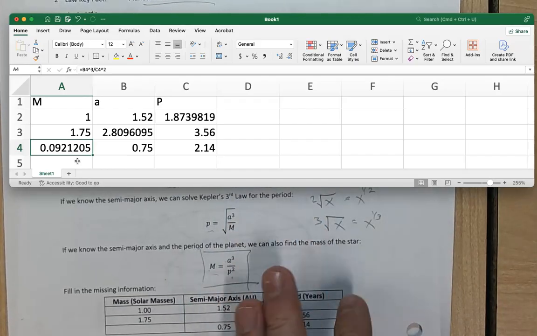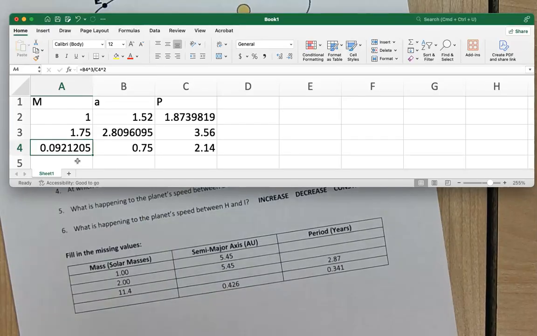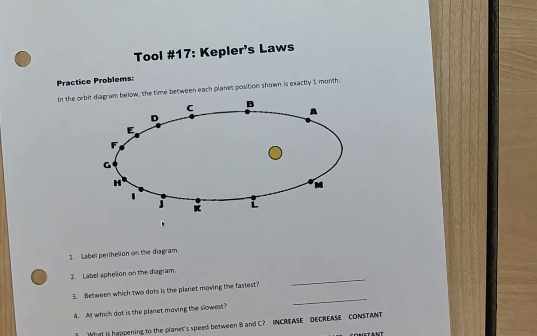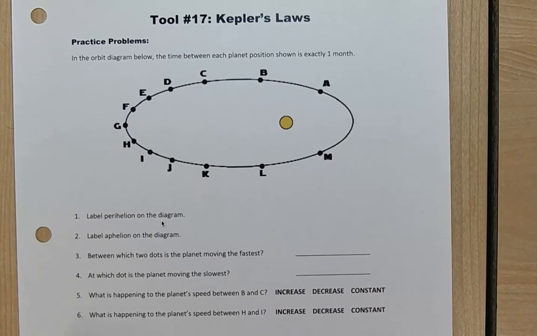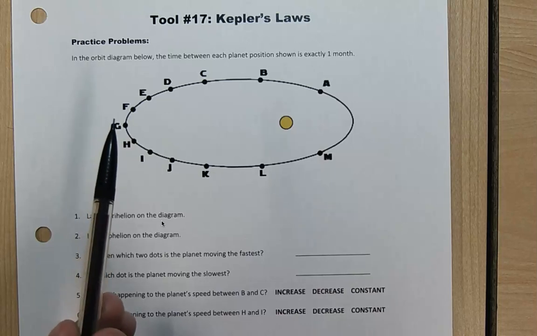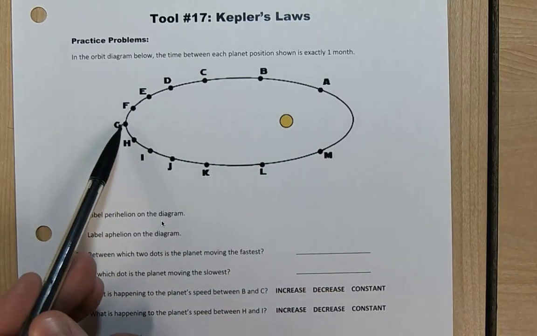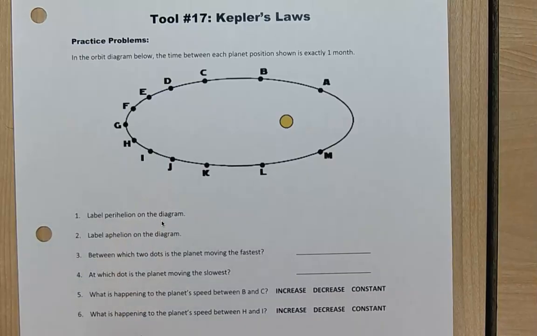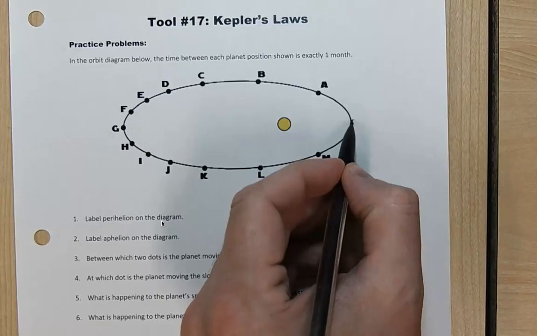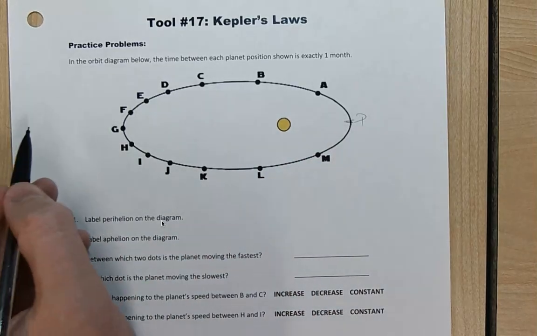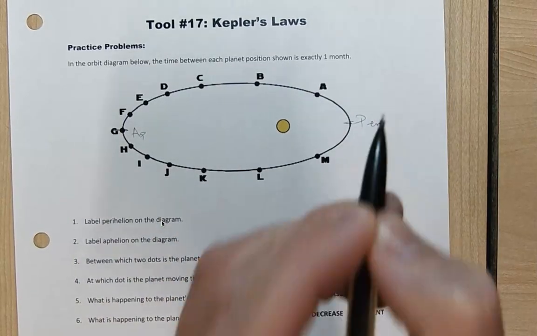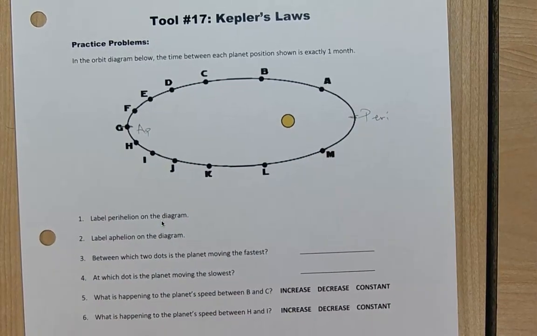Alrighty. So let's try some of these practice problems here. We'll go back here. In the diagram below, the time between each planet's position shown is exactly 1 month. So it takes a month to go from point to point. Where is perihelion? Well, perihelion is the point closest to the star, so that must be perihelion. Where is aphelion? Aphelion must be over here. I'll put peri just to make it clear for myself.